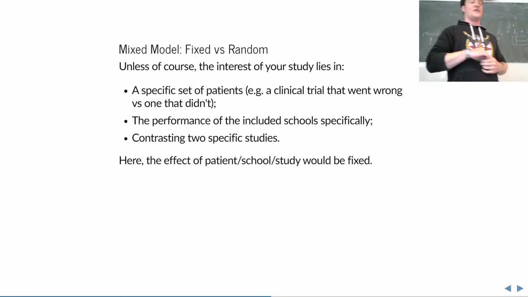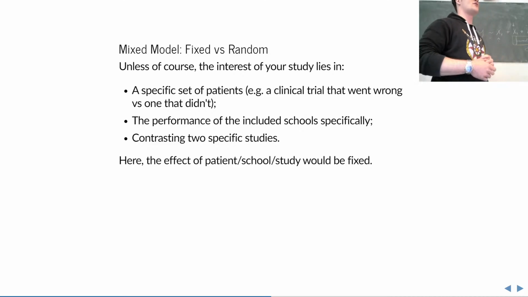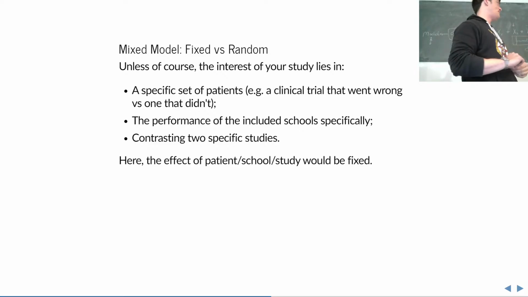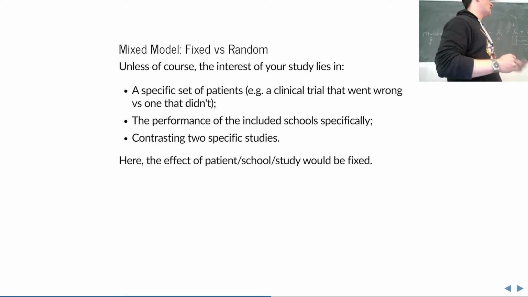Now, there are exceptions to the rule. The rule of thumb is nice, but it's just a rule of thumb. But if you're interested in a specific set of patients, of course you're not going to measure different patients, right? So if you want to write a report on what went wrong in a certain clinical trial, you can't have different patients because that happened in one clinical trial, right? So in that case, it is a fixed effect and not random.